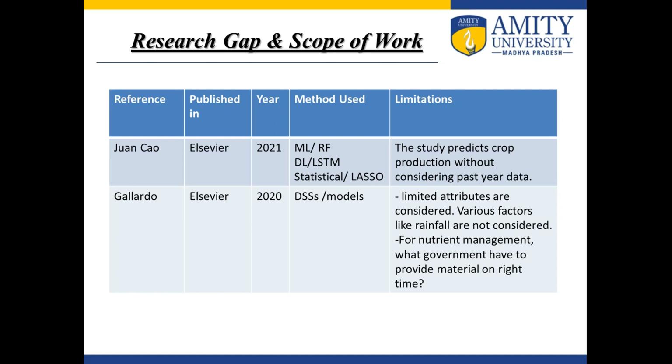So Gallardo, the second research paper that I have considered, is from Elsevier itself, and the main limitation is that a limited number of attributes are considered. Basically limited parameters are there. In this, rainfall is not considered, and if we are talking about rainfall, it impacts more. Also nutrient management, and the government has to provide material at the right time.